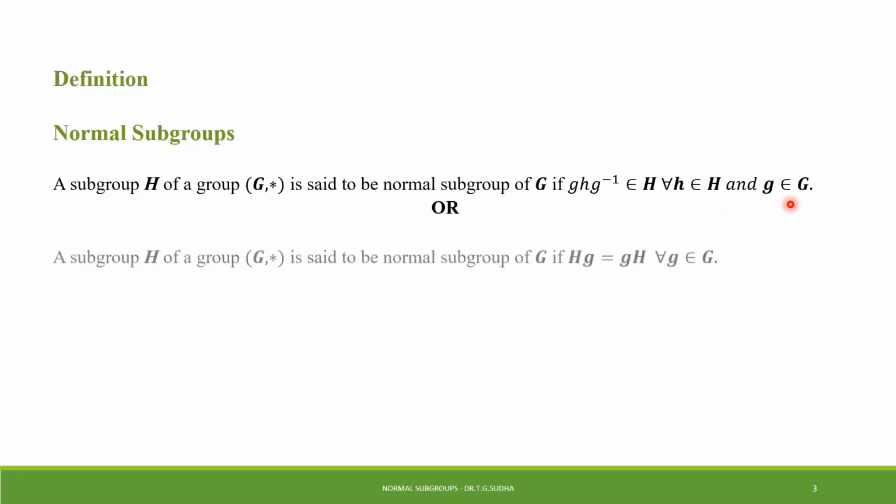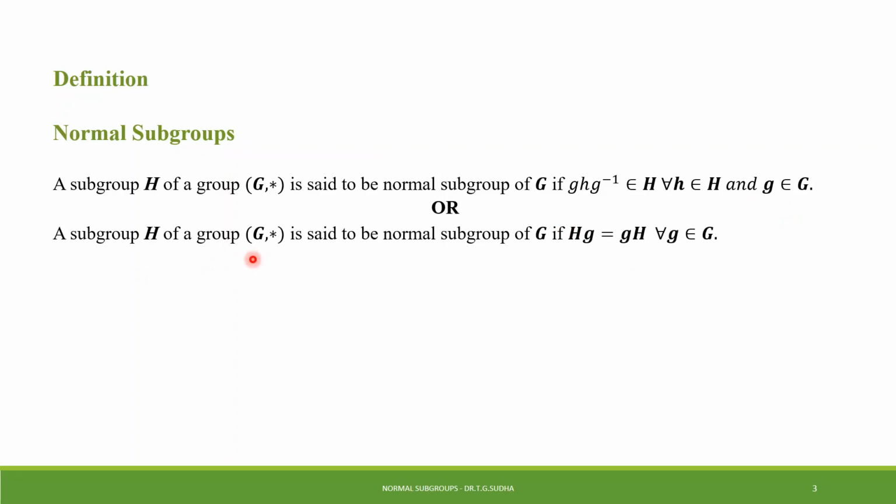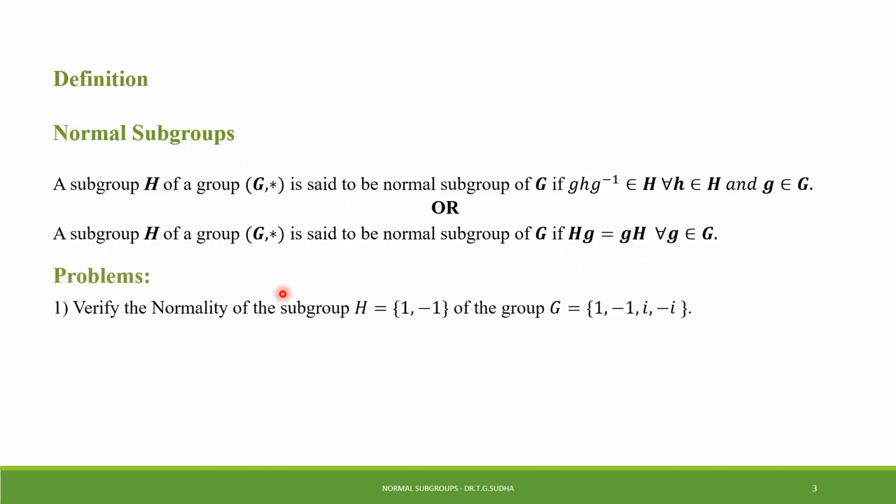Or a subgroup H of a group (G, *) is said to be a normal subgroup of G if Hg is equal to gH. That is, a right coset is equal to a left coset for all g belongs to G. Now let us see some examples.